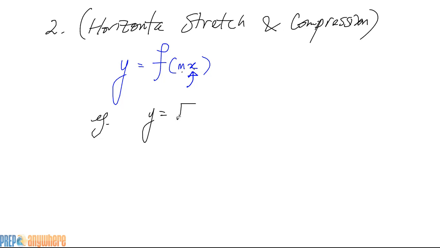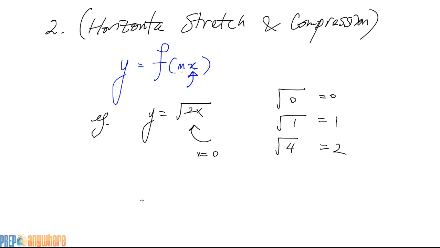y is equal to root of, let's say, 2x. Root of 2x. Now, we already know these root results. If you root 0, you get 0. If you root 1, you get 1. If you root 4, you get 2, right? Now in here, if I want a root of 0, x has to be 0.